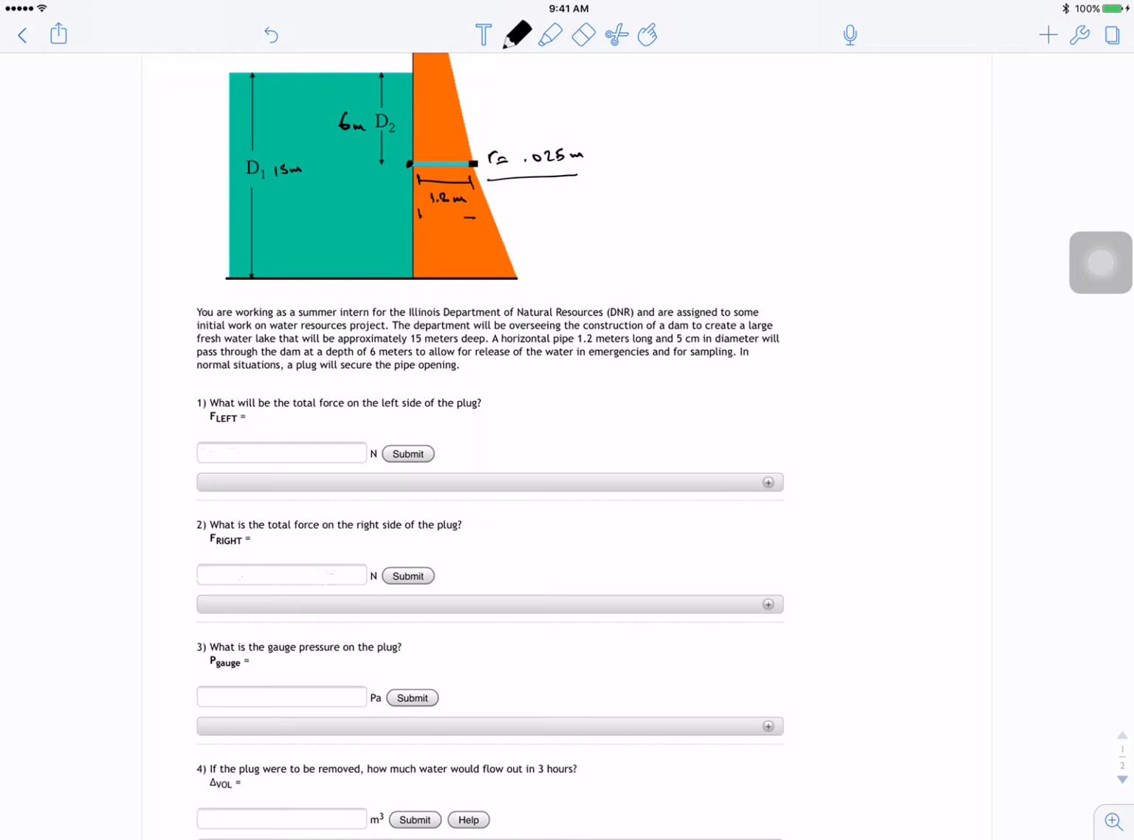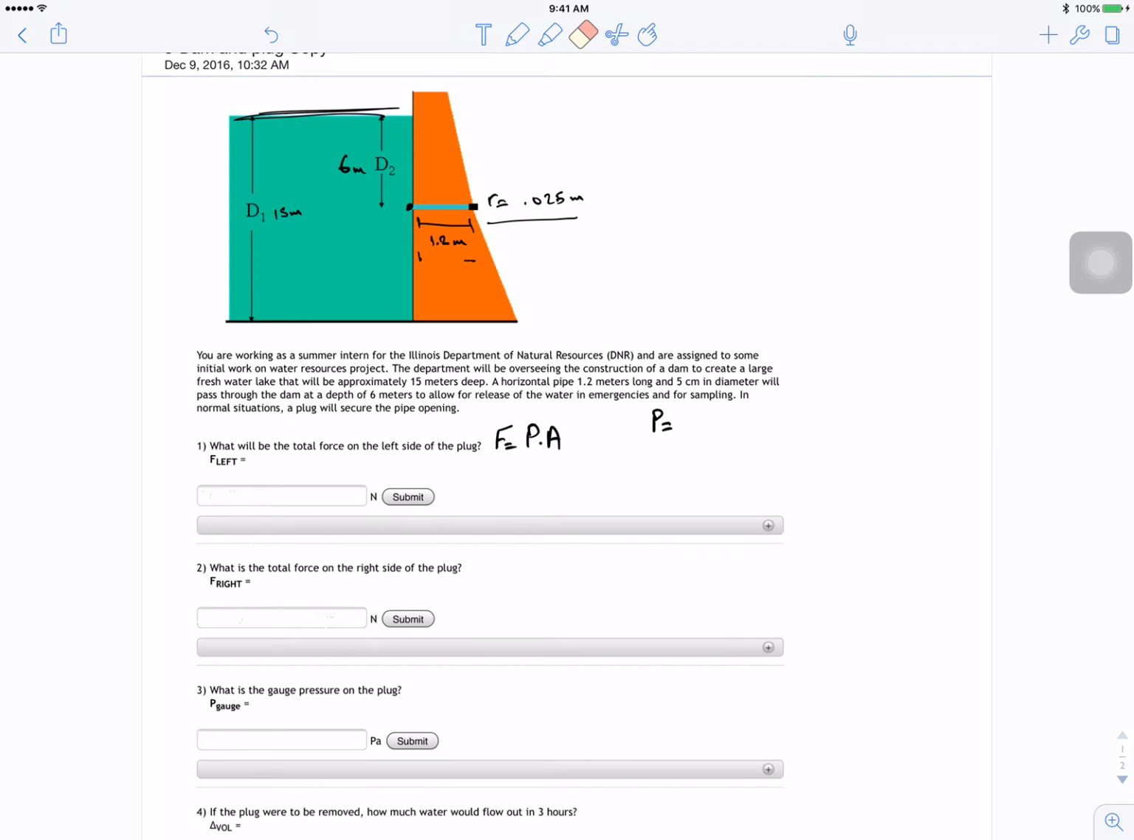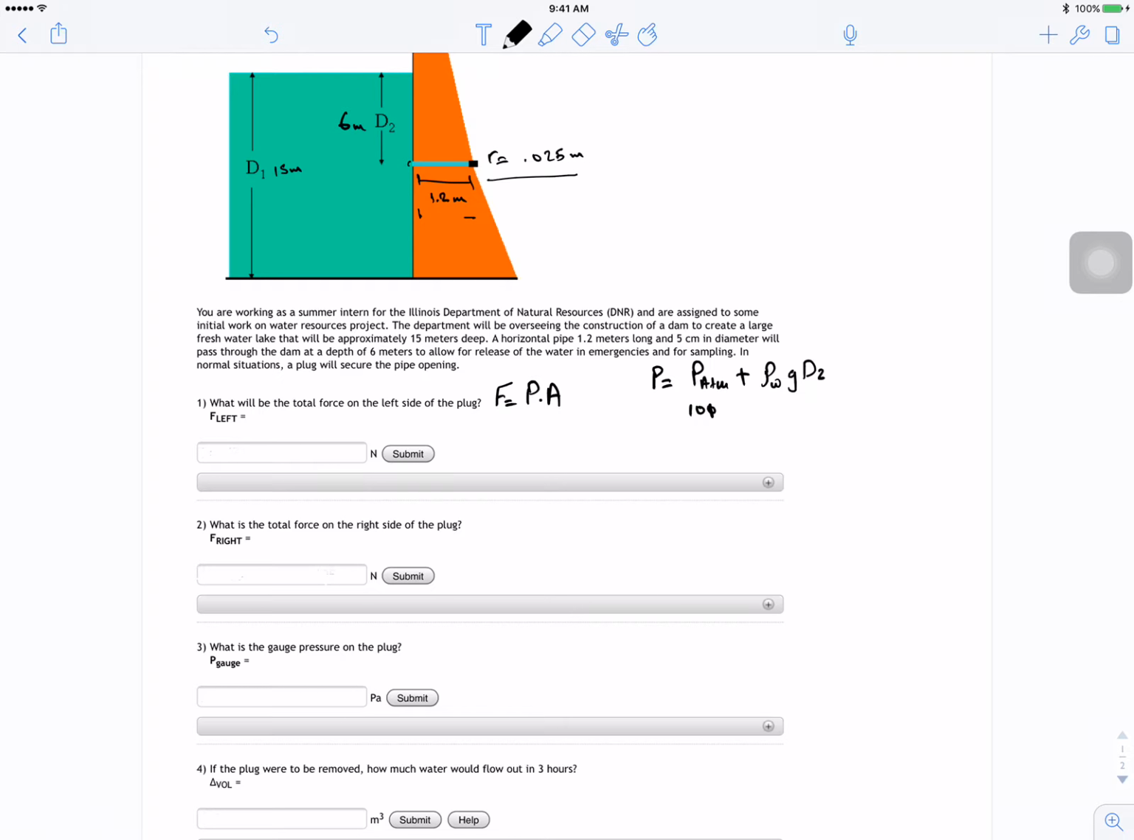So on this side right here, what will be the total force? So we know that force is equal to pressure times area. Okay, so we know area, we just need to find the pressure. So pressure will be, we know that it's open from here, so that means we need to add the atmospheric pressure. So P at ATM, atmospheric. Then we need to add the pressure from the water itself. So density of the water times G times D2, so distance from here to here. Alright, so atmospheric pressure is 101,300 plus 1000 times 9.81 times 6.